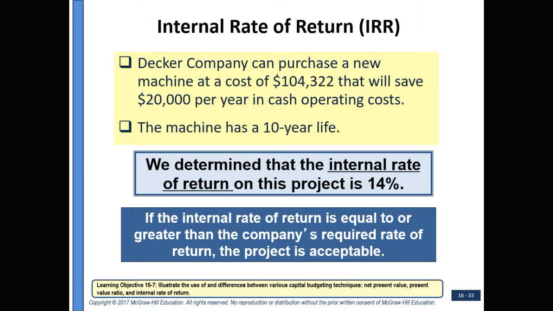Decker Company can purchase a new machine at a cost of $104,322 that will save $20,000 per year in cash operating costs. The internal rate of return on this project is 14%. If the internal rate of return, 14%, is equal to or greater than the company's required rate of return, then the project is deemed to be acceptable.